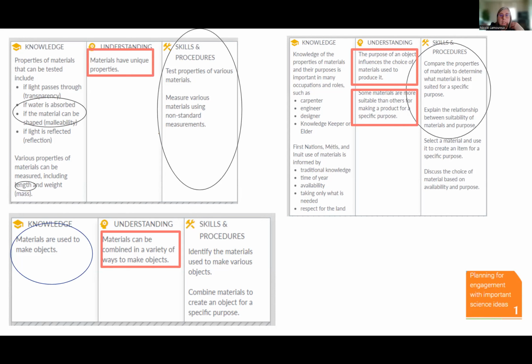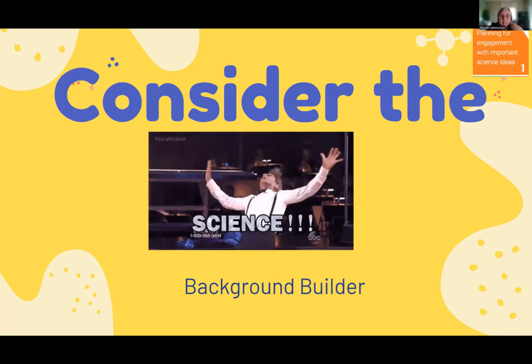So that's the ultimate goal and purpose of this. And then I looked at the knowledge statement about the occupations, which is a sampling. So I focused on engineering and designing. But then I thought about creating, and the skills and procedures behind that, combining materials to create an object. That to me went with selecting a material to create an item for a specific purpose, and then discussing your choice for that. So it's setting my mind up for how I might be organizing this.